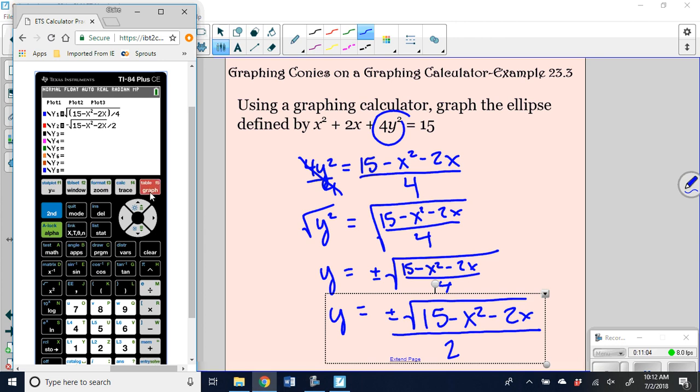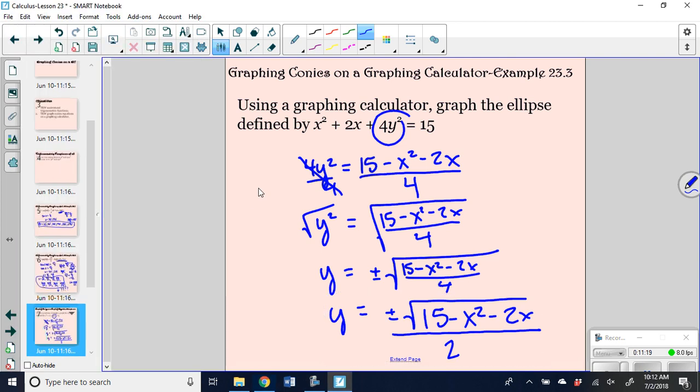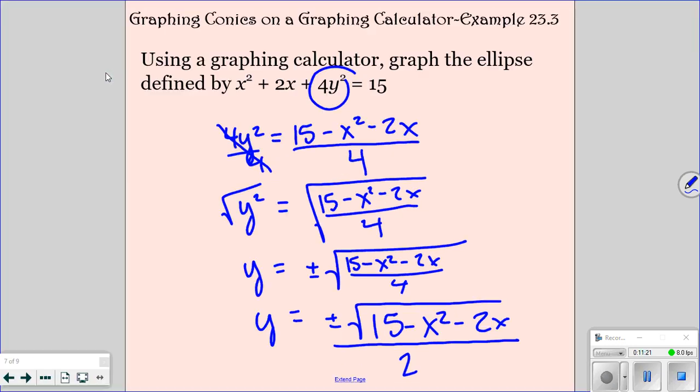And so if you go graph it, that's what it looks like. And I'm going to change my window. I'm going to zoom out a little bit. So I'm going to hit 3, and it zooms out and it makes that. So that's the ellipse. Okay, so that's how that works. We're going to look at another one that's a little bit more complicated.